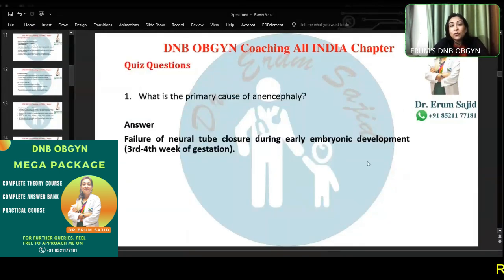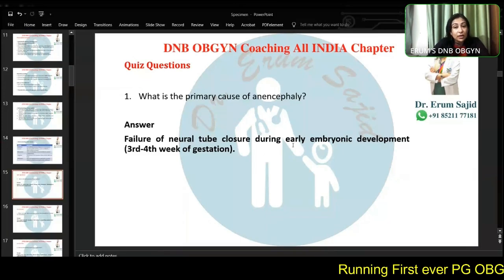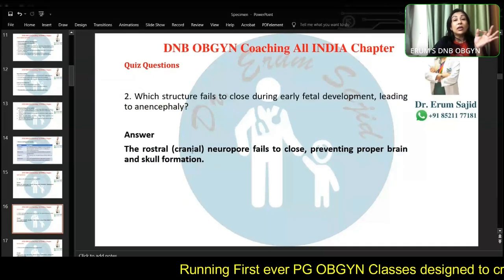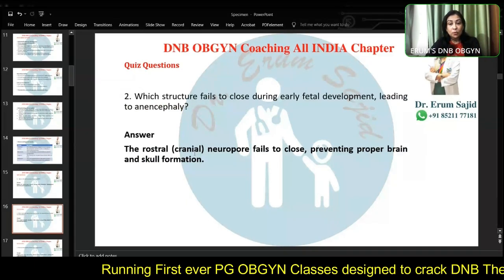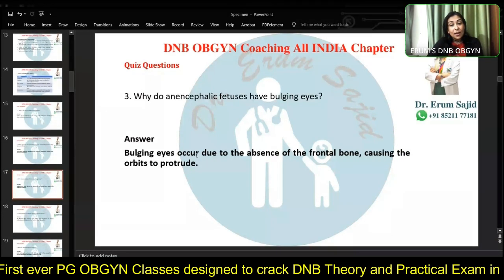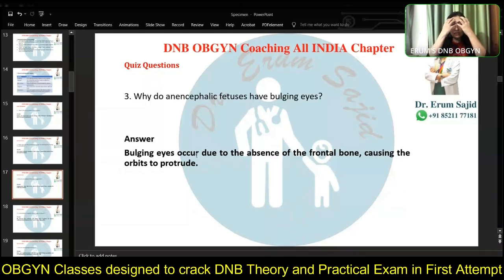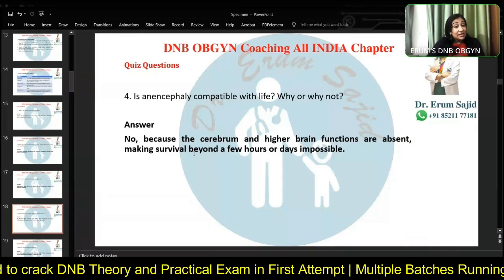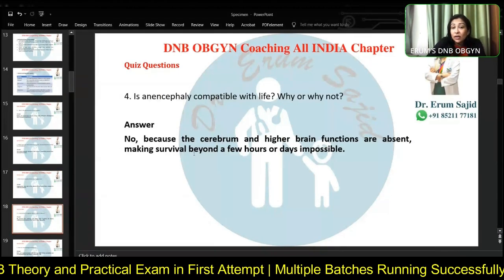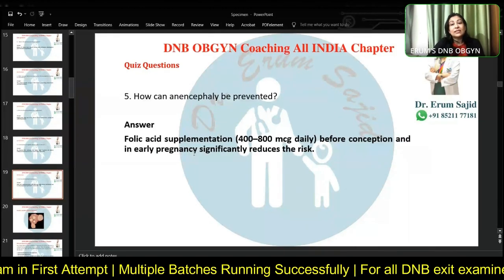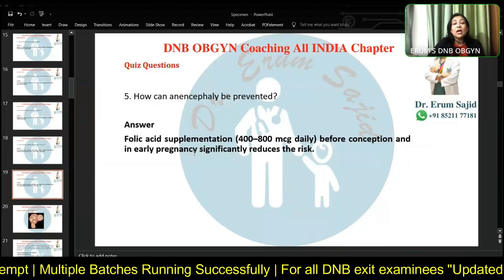Okay, just a few easy questions. What is the primary cause? It is just the failure of the neural tube closure during early embryonic development. Which structure fails to close? It's the rostral cranial neuropore, preventing proper brain and skull formation. Why do anencephalic fetuses have bulging eyes? Because of the absence of the entire area, the frontal bone is not properly formed. Is it compatible with life? No, it is not compatible with life. They die. And how can it be prevented? By taking folic acid before conception, at least 2 to 3 months before conception.